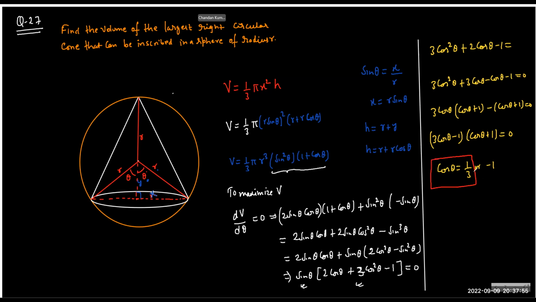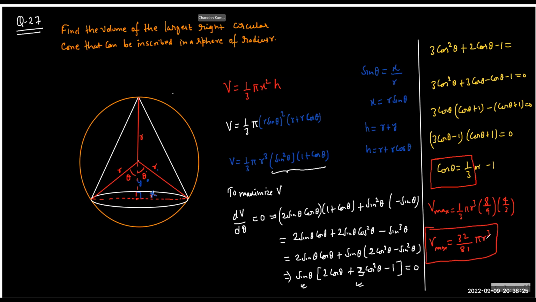And now, because we know the cos theta, we are going to substitute. So the maximum volume is how much? 1 by 3 pi r cube. Sin square is 1 minus cos square, which is 1 minus 1 by 9, which is 8 by 9. And 1 plus cos theta is 4 by 3. So 32 upon 81 pi r cube is the maximum volume.